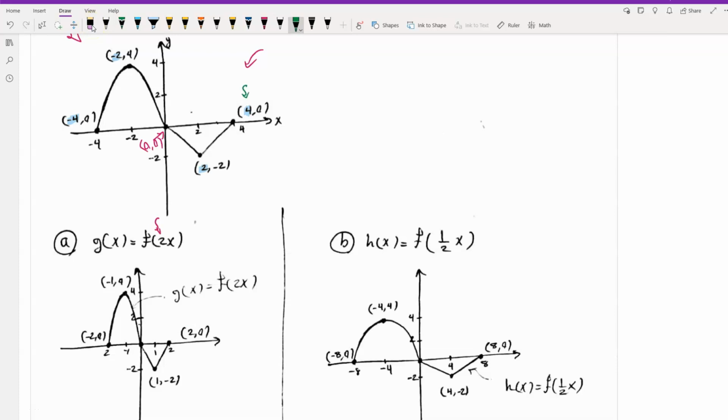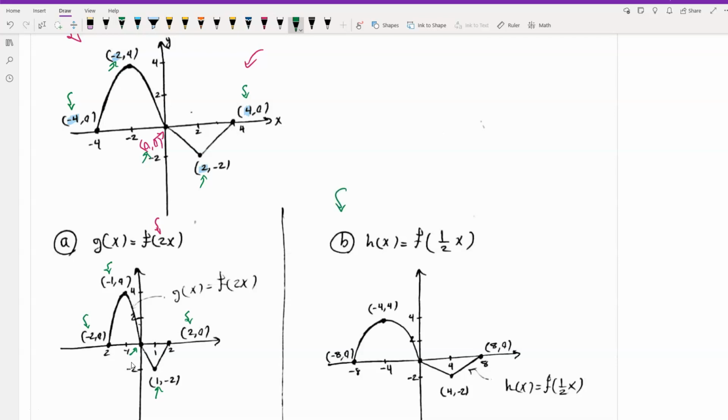Starting from this point, we have 4 divided by 2, that is 2. Then we have 2 divided by 2, it is 1. 0 divided by 2 is 0, so we have 0, 0 on this part. And then negative 2 divided by 2, we have negative 1. Negative 4 divided by 2, we have negative 2. So these are what we have for x coordinate, and our y coordinate will not change for all these points. Then connect these points to graph g of x.